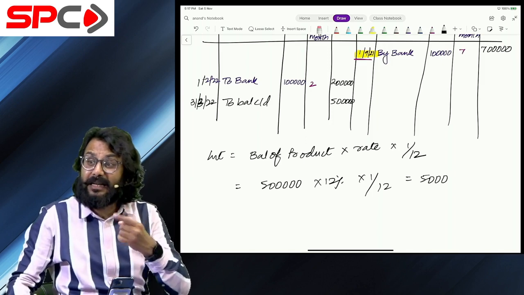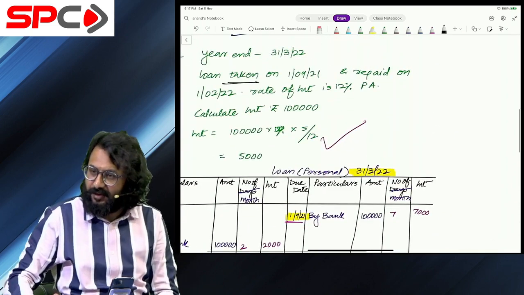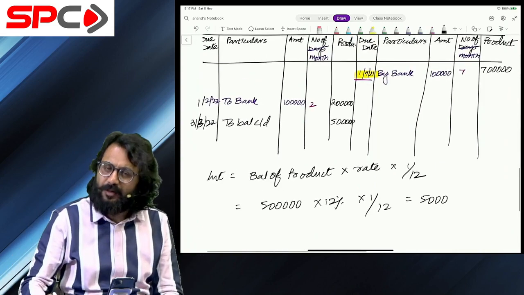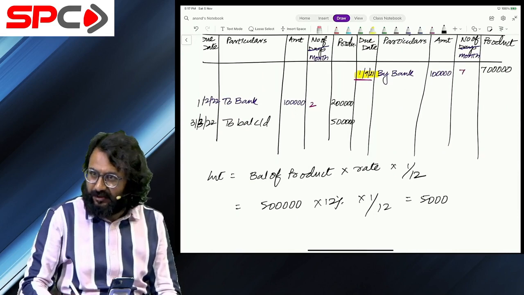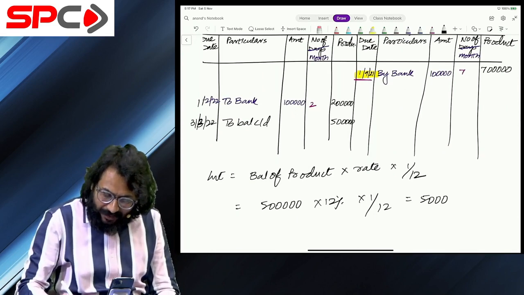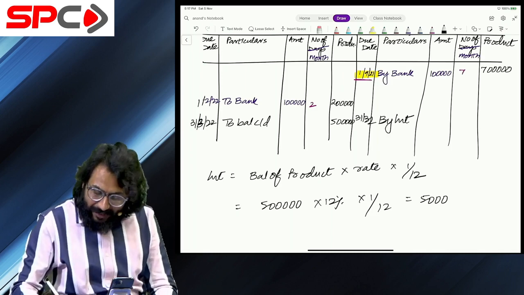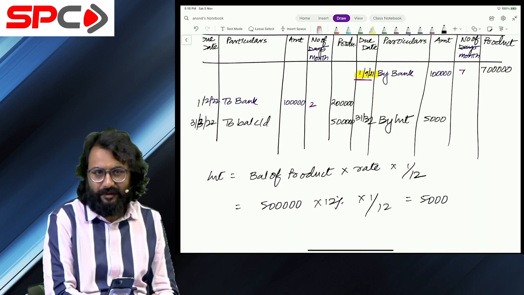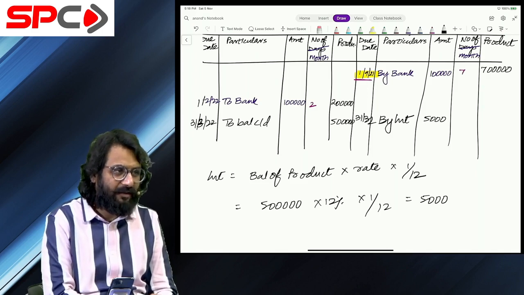Now do you remember, the interest is payable because I have taken the loan. Loan is taken, so interest is what? Payable. So I teach students, look beta, what is the balance of the product? You say credit balance, but I write it on the debit side. It is the balancing figure. So I'll write down the interest on 31st March 22, by interest, and I'll write down 5,000 in the amount column.